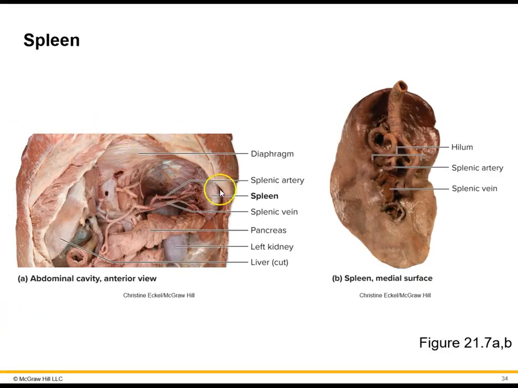Here's showing you where the spleen is in the abdominal cavity. So this is the left upper quadrant here. They've removed the stomach and part of the small intestine here so that you can really visualize the spleen and the vessels going to and from the spleen. Here is a look at the medial surface of the spleen, and you can see the hilum here where the vessels and the nerves enter and exit.